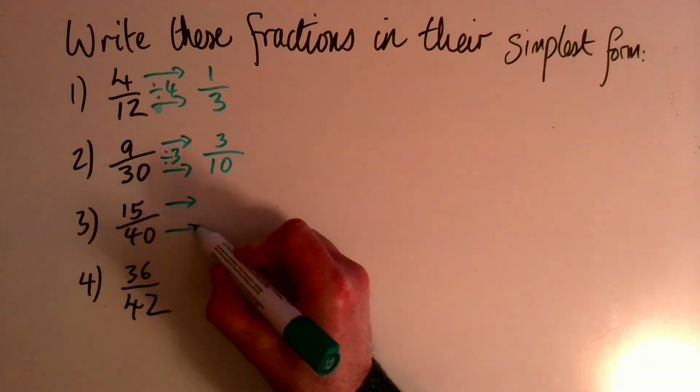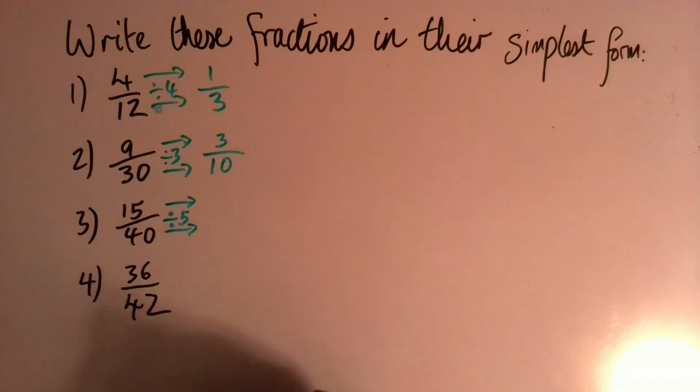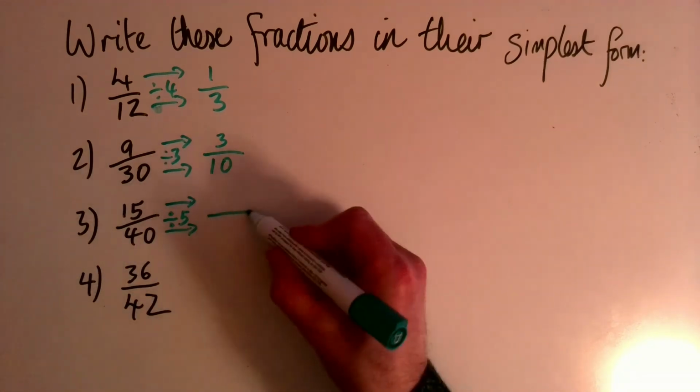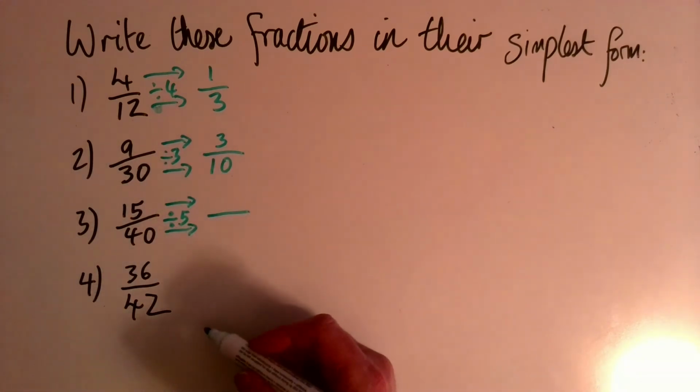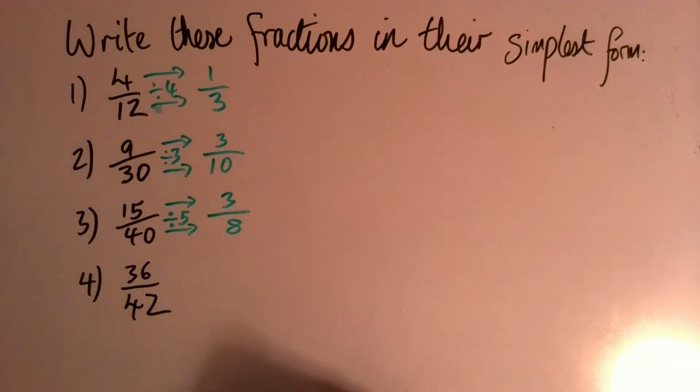15 over 40, so 5 goes into both of those. We know 5 goes into any number ending in a 5 or a 0, don't we? 3 5s make 15, 8 5s make 40.